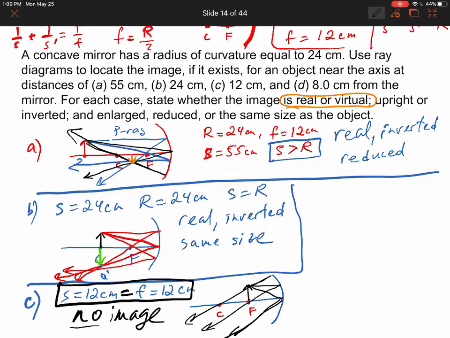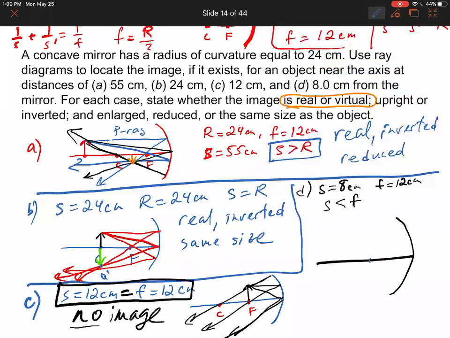Now let's look at the last one, which is at 8 centimeters. Here the object is at 8 centimeters. The focal length here is, remember, 12 centimeters. That means the object has a smaller distance than the focal length. Let's see what happens here. Here's the axis, here's the mirror. Let's say this is the focal point, this is the curvature, and now my object is somewhere over there. Alright, let's see what we have.